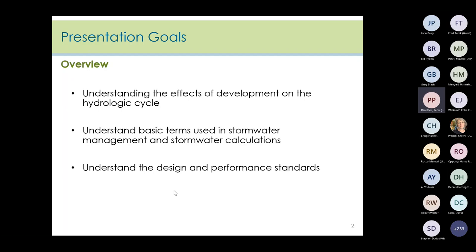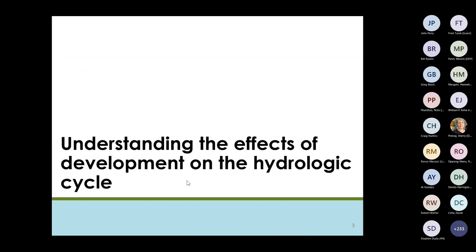So this slide is showing how the presentation is going to be organized. The first part discusses the hydrologic cycle and what impacts land development has on it. Second, we'll introduce some terms relevant to managing stormwater runoff. And the third part will discuss the standards found in the stormwater management rule, N.J.A.C. 7:8, to mitigate some of the adverse effects land development has on the hydrologic cycle. So we're going to begin with land development's impacts on the hydrologic cycle.